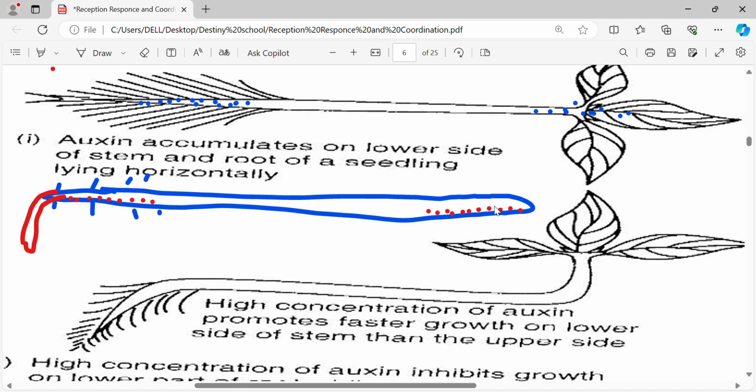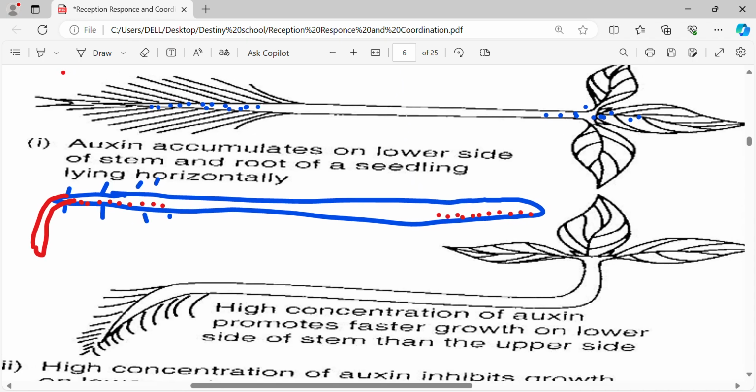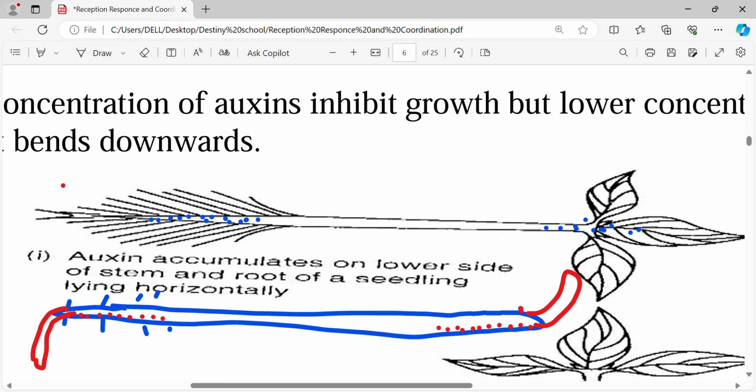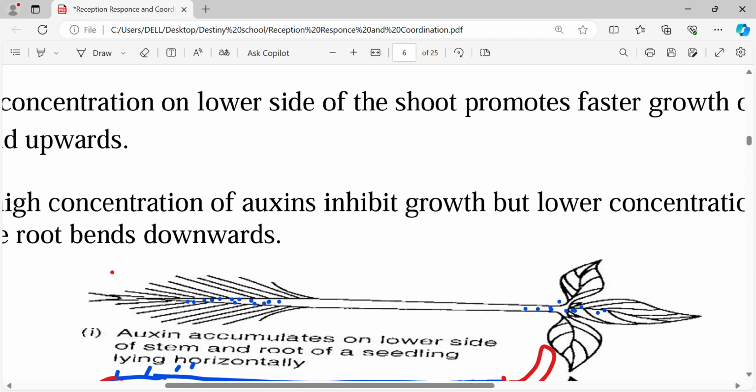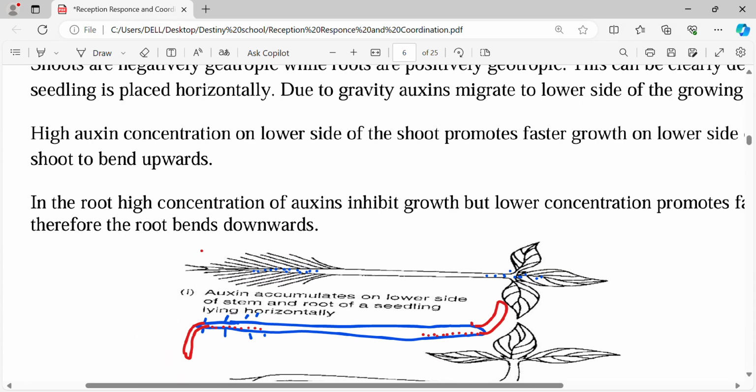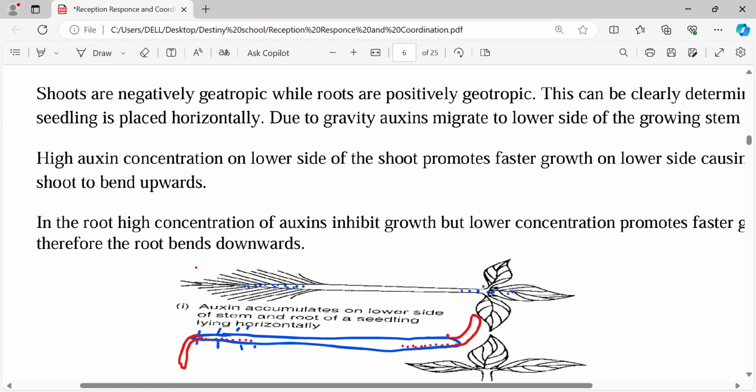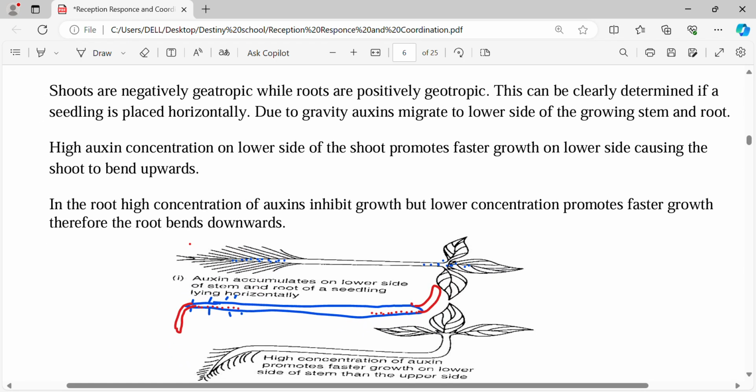So the lower side will be growing faster, and if it grows faster, it will curve that way, and the upper part, now that it is growing slowly, will ensure that it curves upwards. So that's why the shoot is able to curve upwards. We can now read the notes that I wrote here for more explanation.